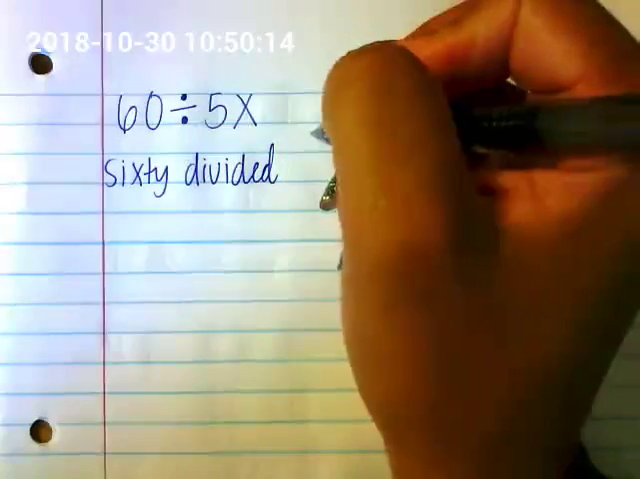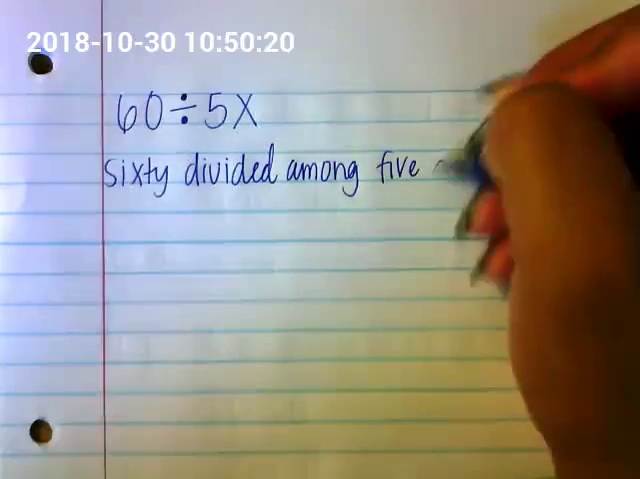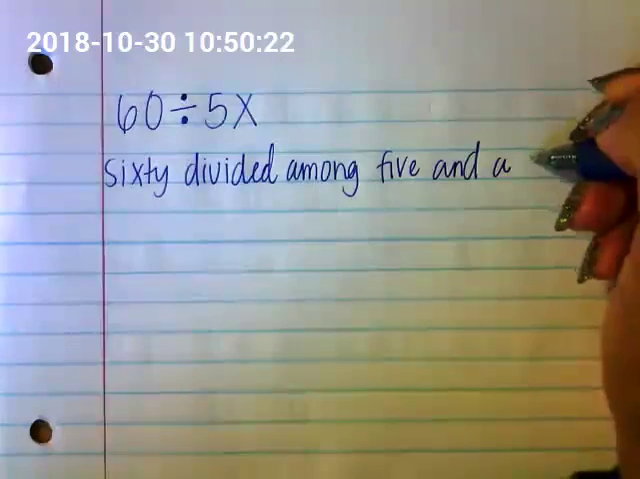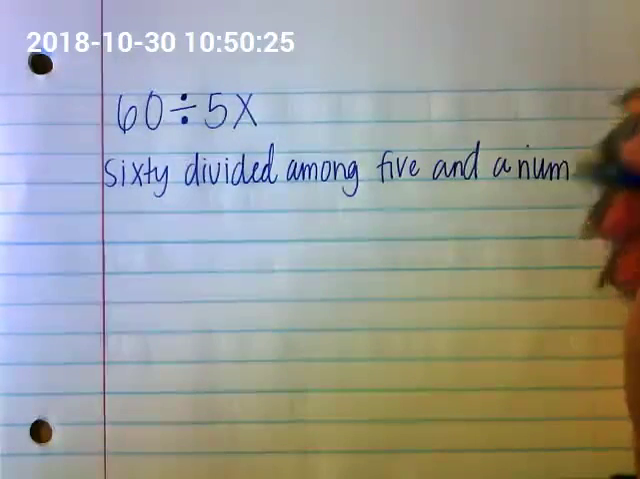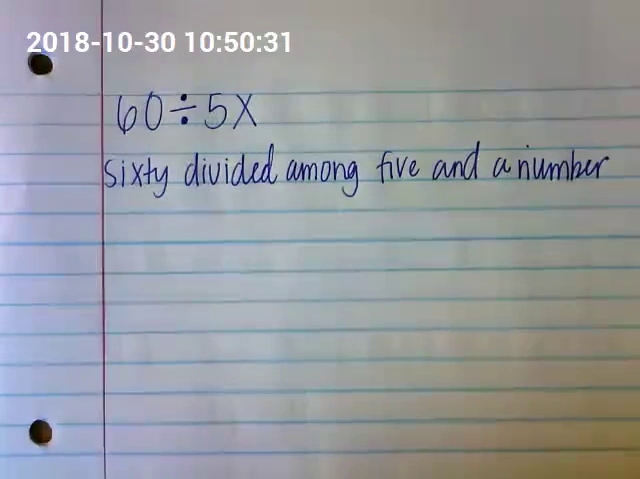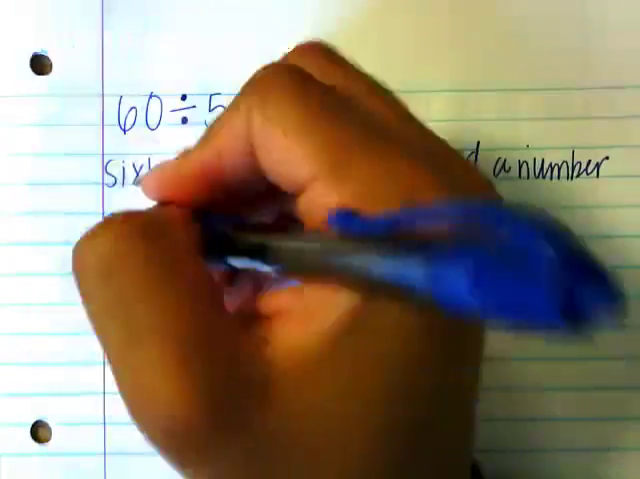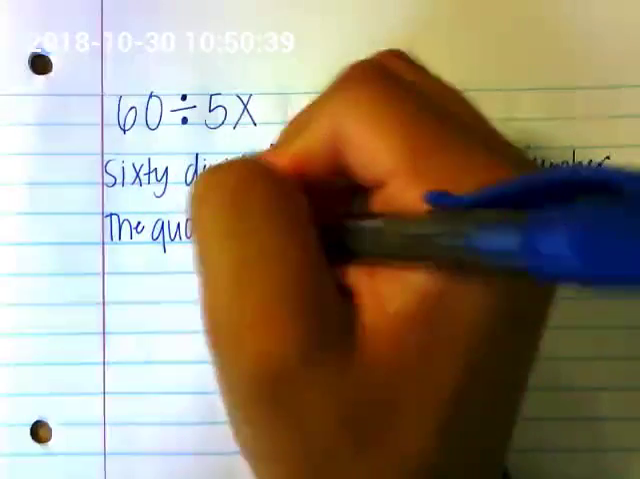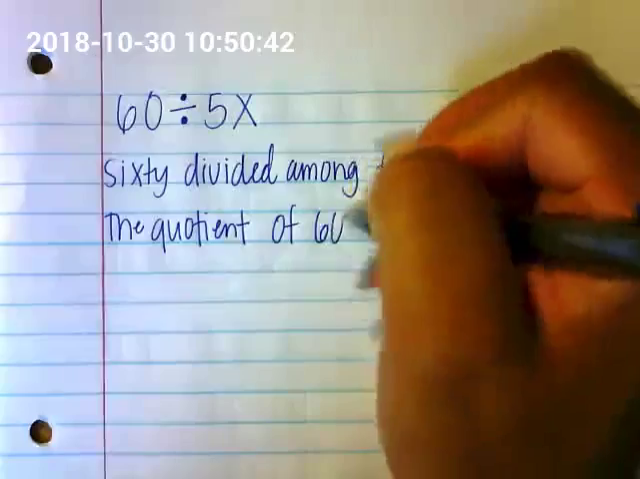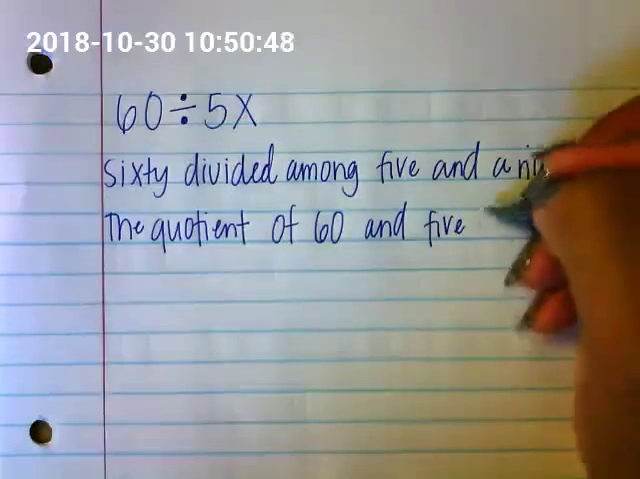60 divided by 5 and a number. Bran? I took the quotient of 60 times 5 and the number. The quotient of 60 and 5 times a number.